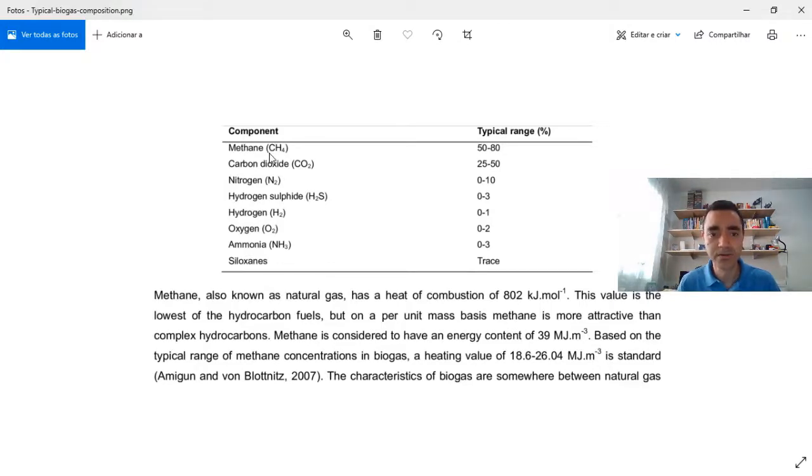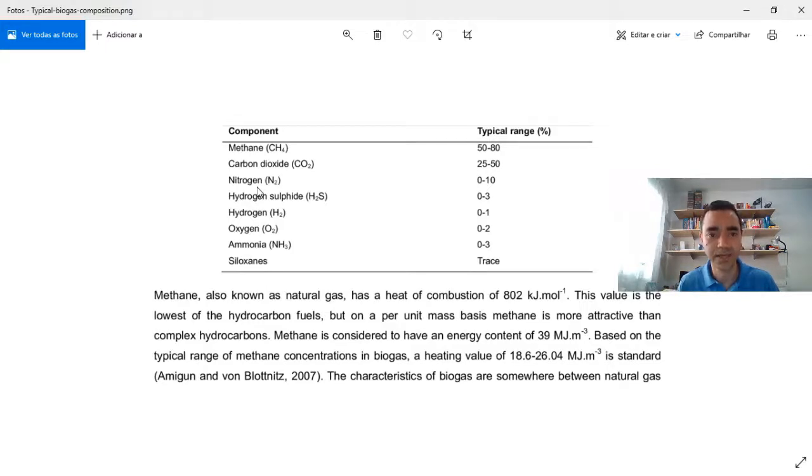But we have some other components in this stream, and the main contaminant or the main impurity of a biogas is carbon dioxide. It can represent from 25 to 50% of your stream, and we need to remove it from our process in order to be able to sell the biomethane as a valuable product. But we have some other small contaminants, and it depends on the design of the landfill and also on the type of trash that is sent to the landfill.